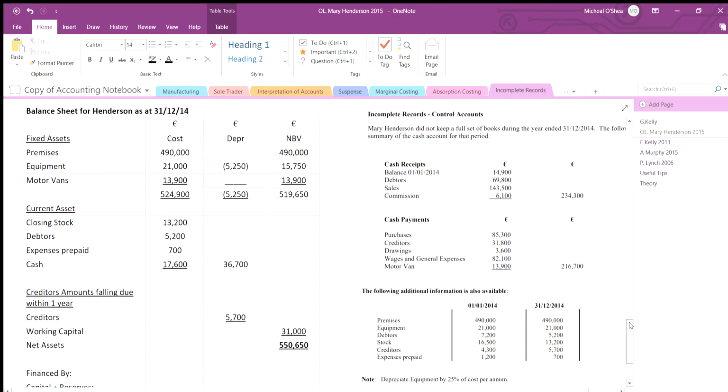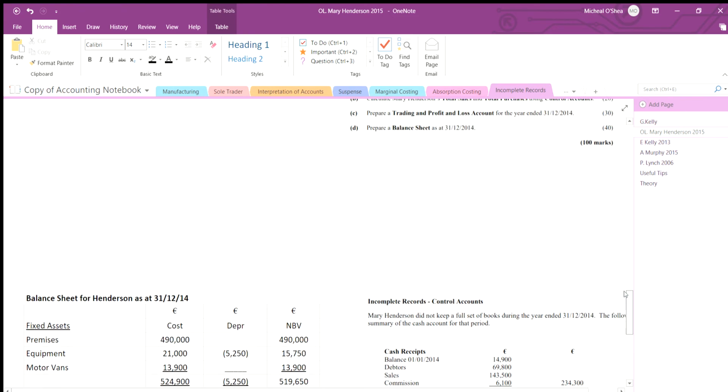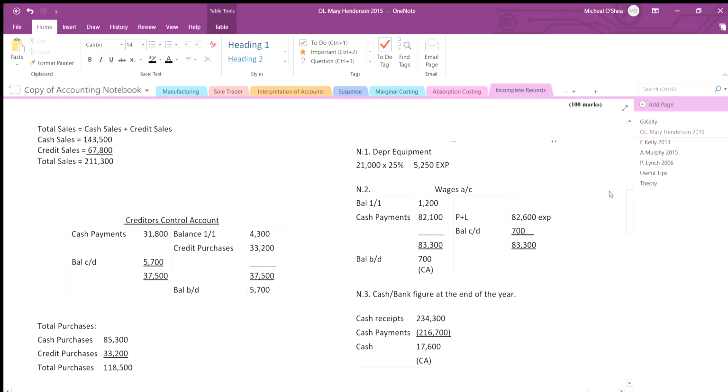Why? Because we looked at our cash here, we saw that this was the cash at the beginning of the year. This was the total amount of cash we had, and this is what we spent. Therefore, at the end of the year, we are left with a cash balance. And we found our cash balance at the end of the year to be cash in minus cash out of 17,600. And that is a current asset.